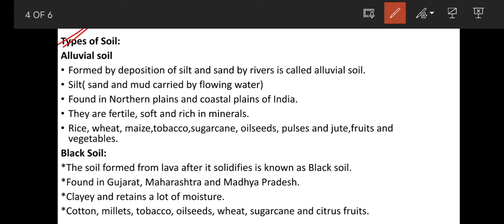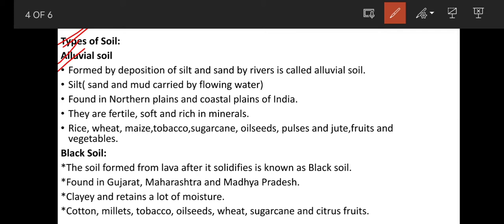Types of soil. First of all, we will discuss alluvial soil. What is alluvial soil? The soils which are formed by deposition of silt and sand by rivers are called alluvial soil. Means these types of soils are formed by deposition of silt and sand. When the river flows, in our India, from the northern mountains, it flows towards the northern plains. Along with them, the rivers carry silt and sand particles, means sand and mud, and they deposit in the plain areas.